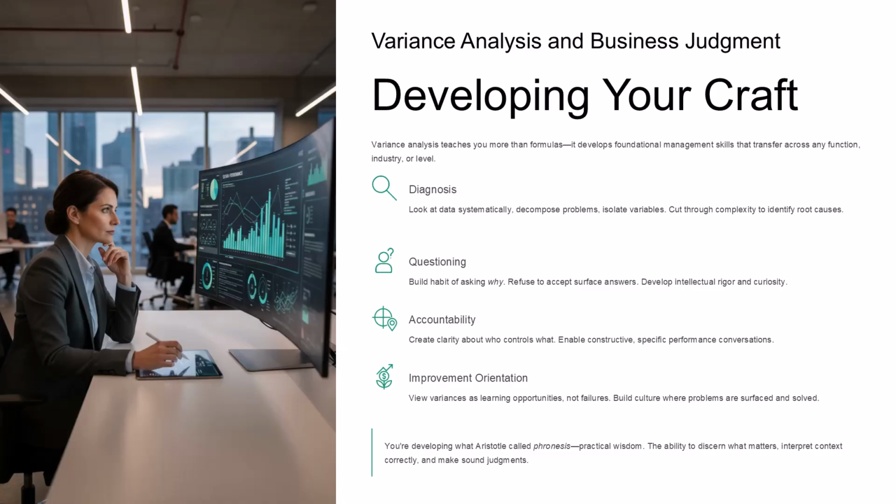Third, accountability. Variance analysis forces clarity about who controls what. That clarity enables constructive performance conversations. You're not vaguely blaming the department for problems. You're having specific discussions with specific managers about specific variances. That precision makes feedback actionable.